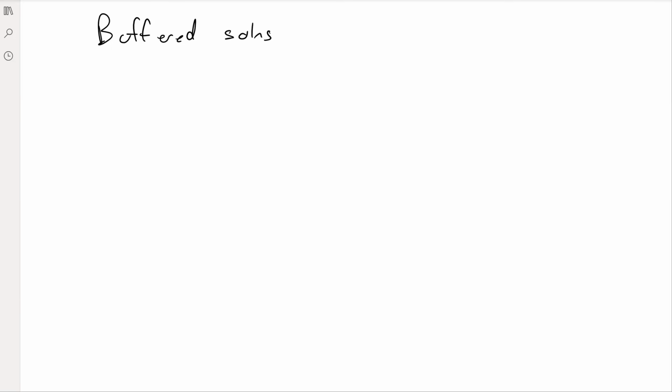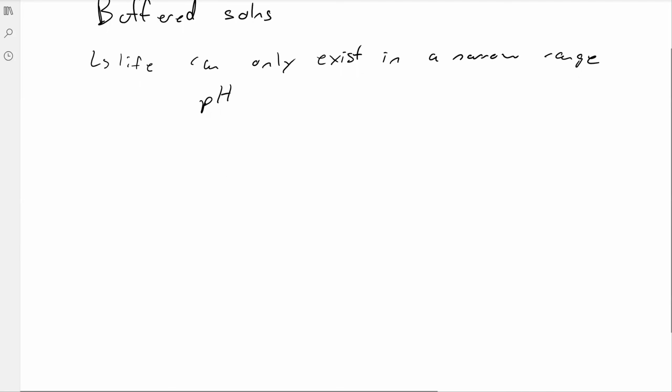Right, our next concept is buffered solutions. So we know that life, including us, can only exist in a narrow range of pH, right? Your body has an overall pH, the blood in your system, and same with aquatic animals. They live in the ocean or a lake, and they can only survive if that lake or ocean stays within a relatively small range of pH.